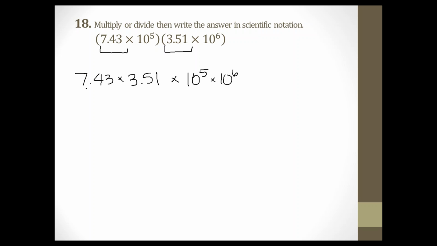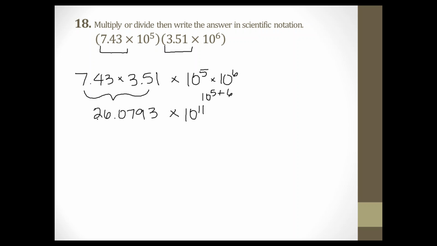Lucky you, you can use your calculator if you like. 7.43 times 3.51 is going to equal 26.0793, times, I'm multiplying these two expressions with exponents. They have the same base, so I can just add the exponents. That's 10 to the 5 plus 6, so that would be 10 to the 11th.